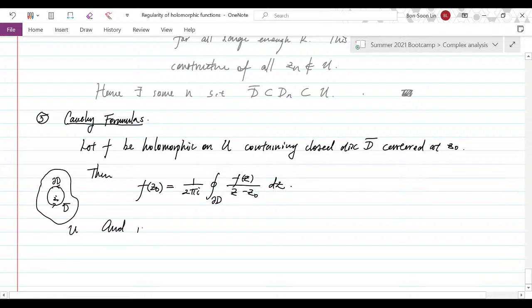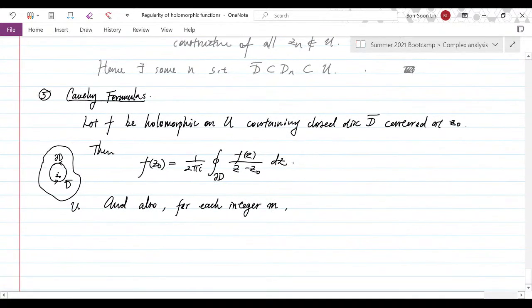And in fact, also, for each positive integer m, the mth derivative, with m being 0 being the 0th derivative, meaning just the evaluation of f, the mth derivative at Z0 is equal to m factorial divided by 2 pi i times the closed loop integral along this, F of z divided by z minus Z0 to the m plus 1 power, dz. This is all counterclockwise integration, by the way.